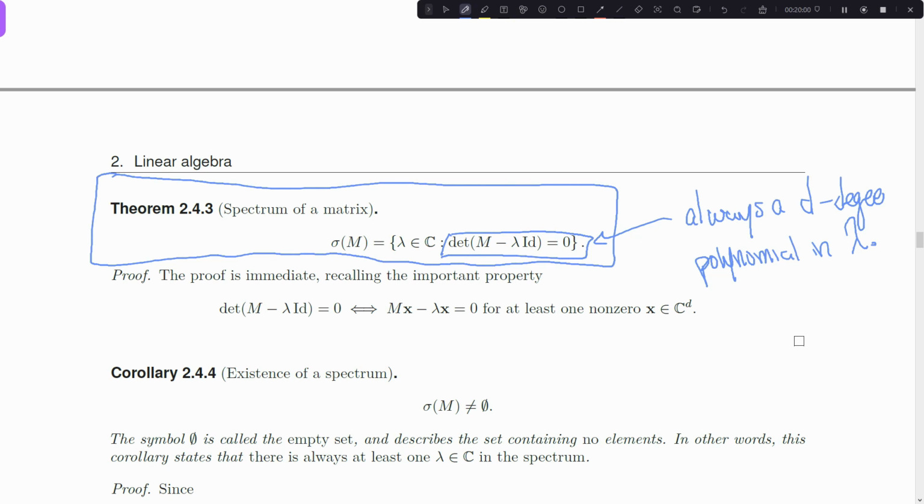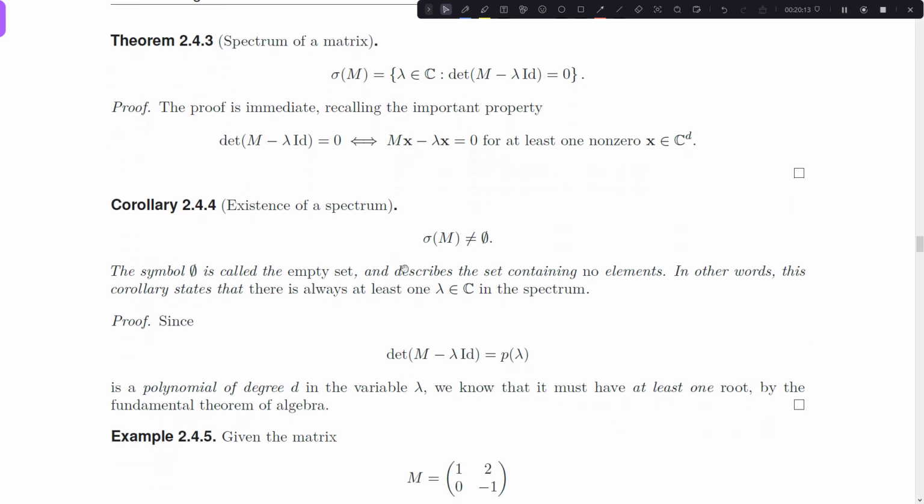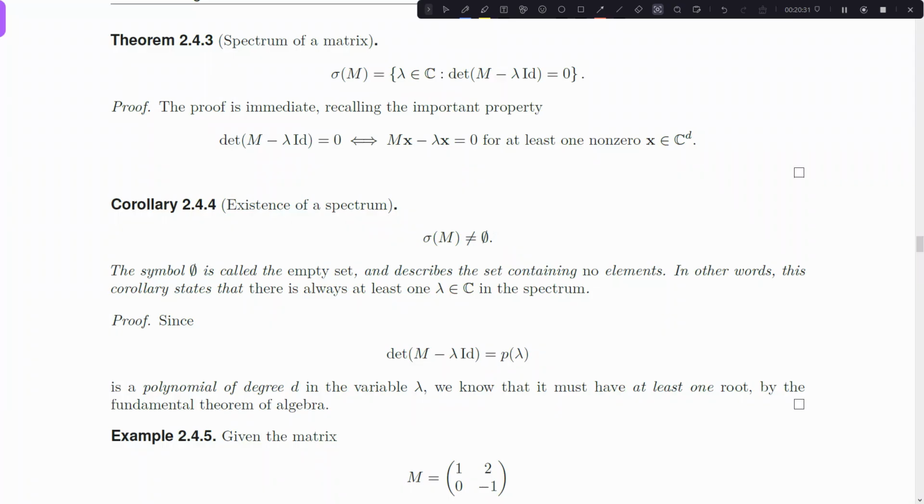So we say that we can find the spectrum exactly by solving a d-degree polynomial in lambda equal to 0. And that immediately gives us a beautiful corollary. It tells us that no matter what matrix we have, the spectrum is non-empty. The empty set is the set with no elements inside of it. So this says that there's always at least one lambda.